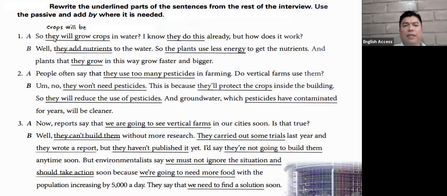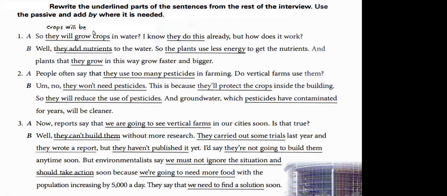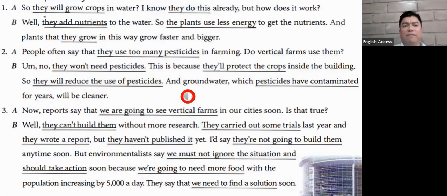Great. So let's begin with the first one. They will grow crops. How can we say this in passive? Crops will be grown. All right, so we have the first one. The first one, so crops will be grown in water. I know. What is the next one?